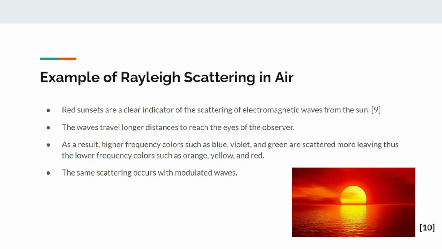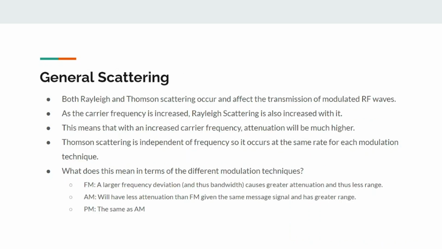The same thing occurs for RF frequencies. For general scattering, Rayleigh and Thompson scattering occur and affect the transmission of RF waves. As the carrier frequency increases, so does the Rayleigh scattering. This means that with an increased carrier frequency, attenuation will be much greater. Thompson scattering is independent of frequency, so it occurs at the same rate for each modulation technique.